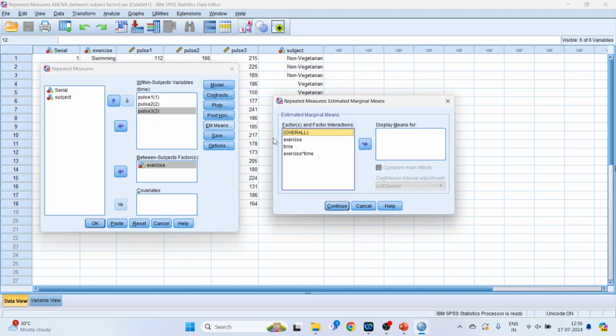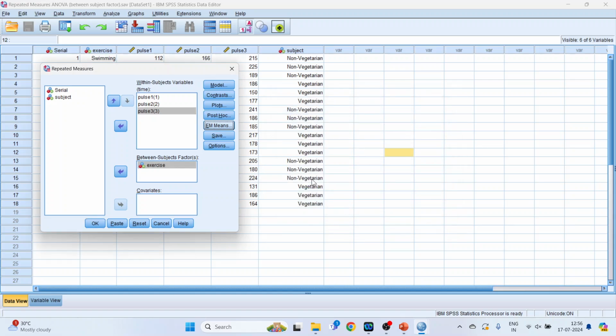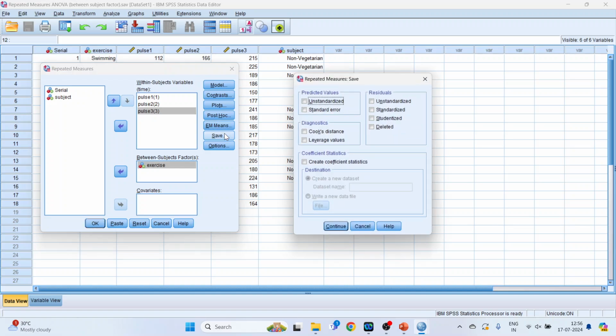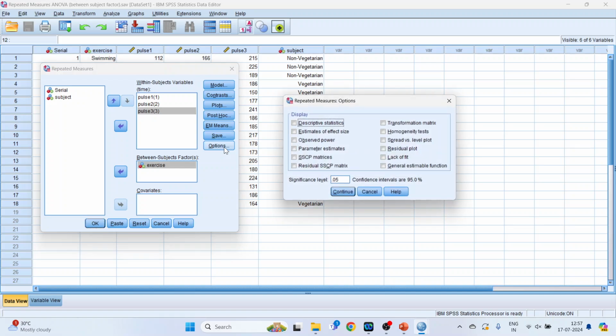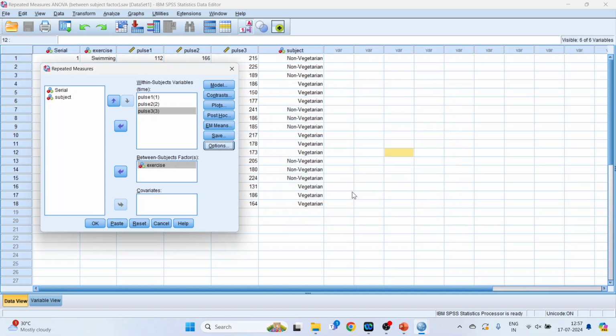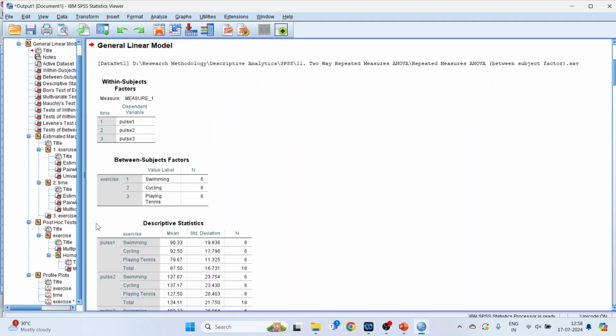Estimated marginal means: I want the difference in the pulse according to the exercise, according to the time, and according to the interaction effects. Compare main effects, keep LSD on, continue. Save, keep things as it is. Options: descriptive statistics, estimates of effect size, and homogeneity test, continue. Now click OK and you get the output.